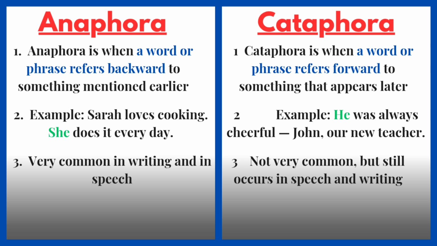For example, Sarah loves cooking. She does it every day. So the name Sarah has been mentioned earlier and she has been mentioned later, and she is a reference to Sarah. That's why it is Anaphora. He was always cheerful, John, our new teacher. He is used to refer to John, which has been mentioned later in the sentence. That's why it is Cataphora.